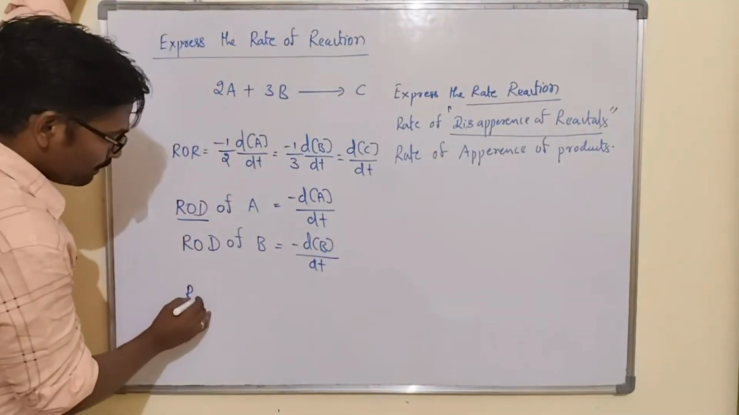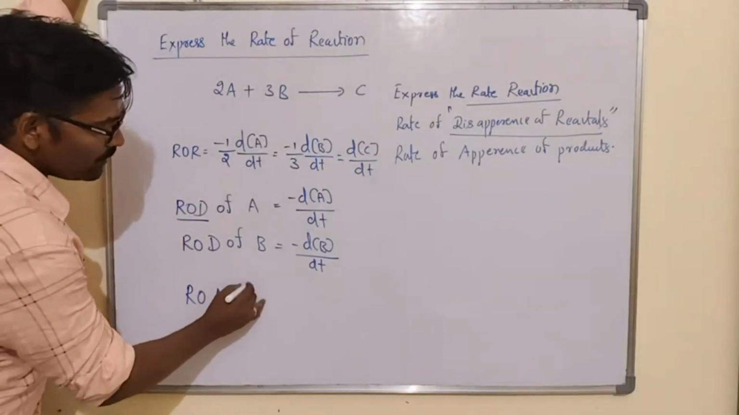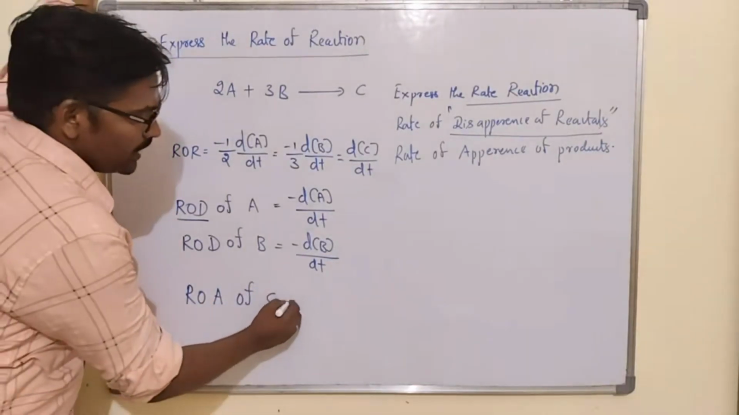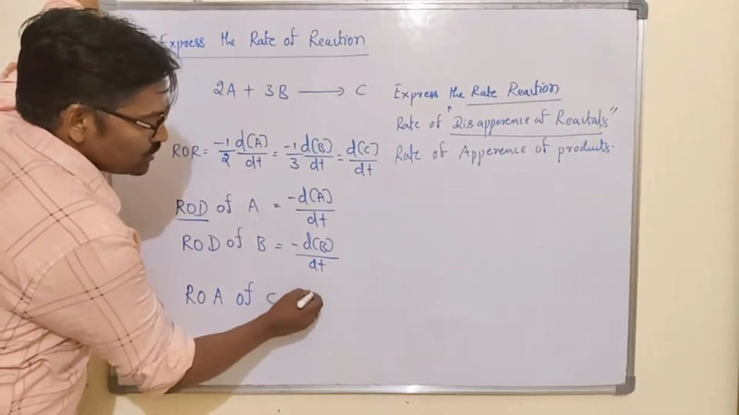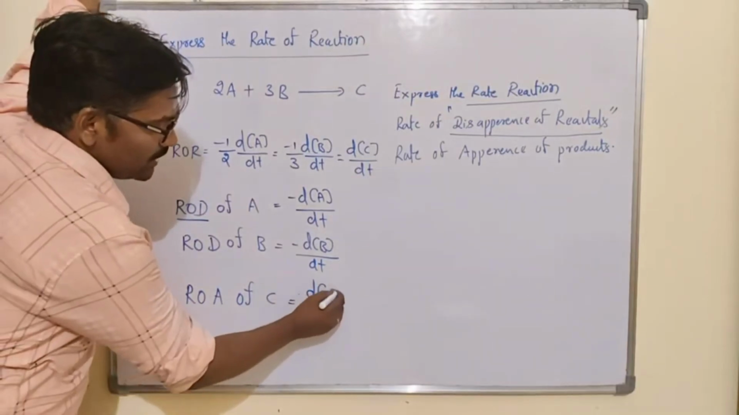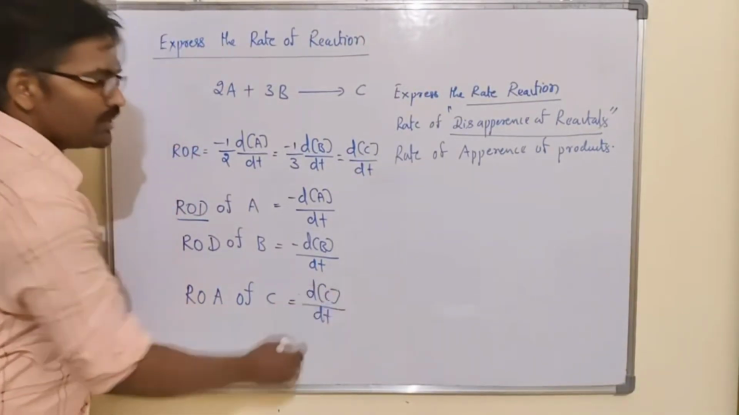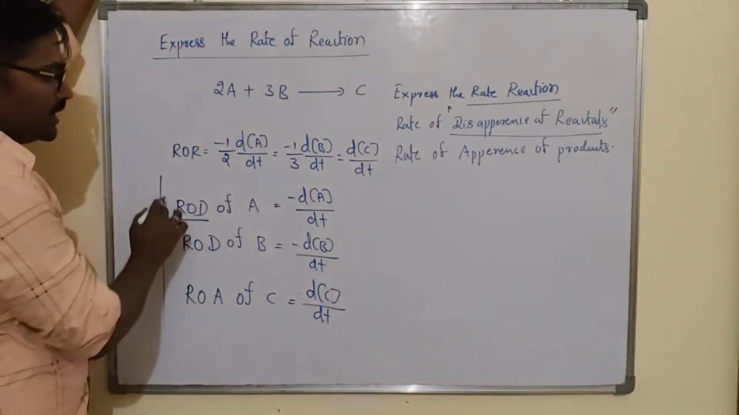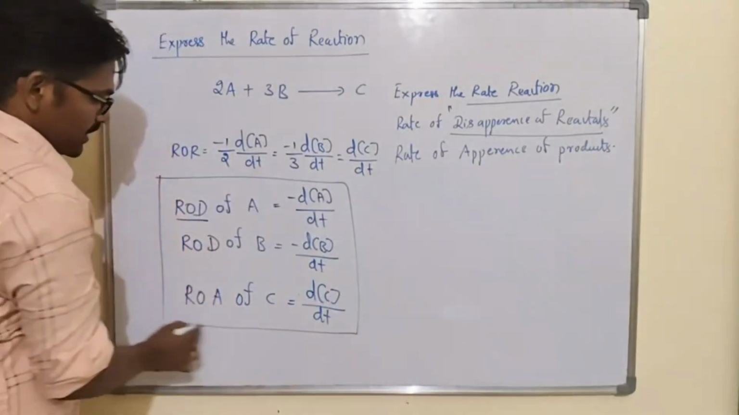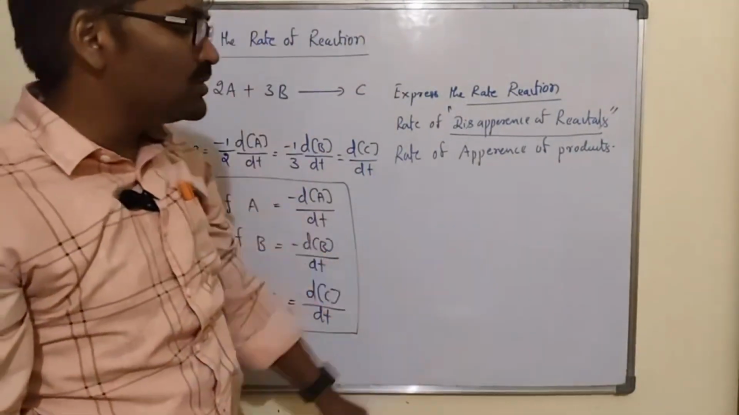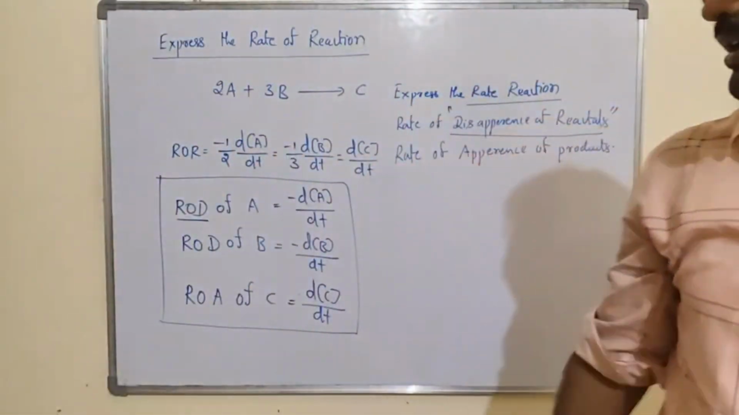Then rate of appearance of C, if you take, then equals to, here a positive sign, dC divided by dt. Understand, my dear students? So this is rate of disappearance of A, then disappearance of B, then appearance of C. So you have to represent like this.